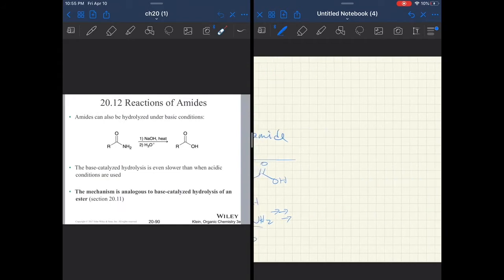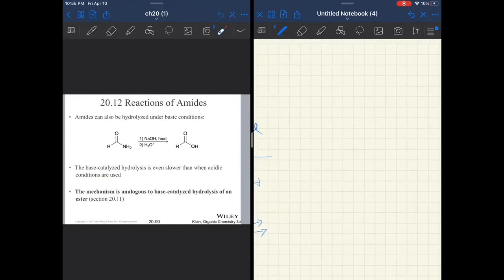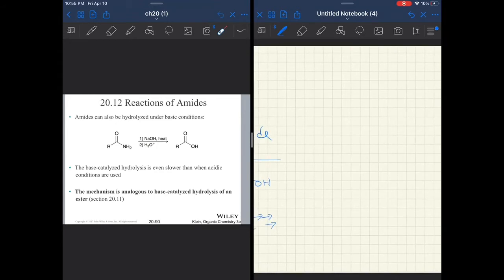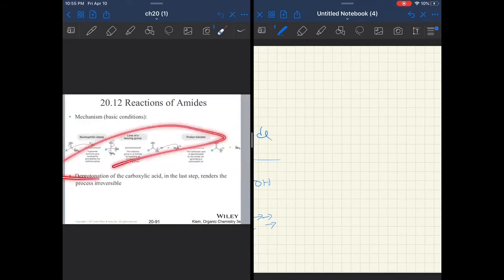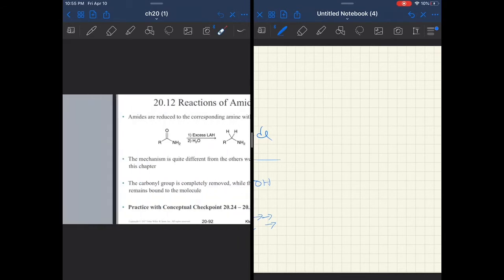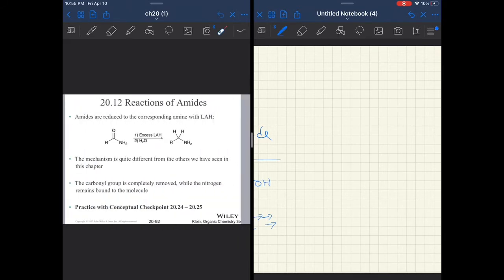It can also be hydrolyzed under basic conditions, just like with the ester, right? But it's even slower than acidic conditions, and so I'm not going to present this one to you. Very, very simple, basic mechanism, but you're not going to be responsible for it, so we're going to continue forward.